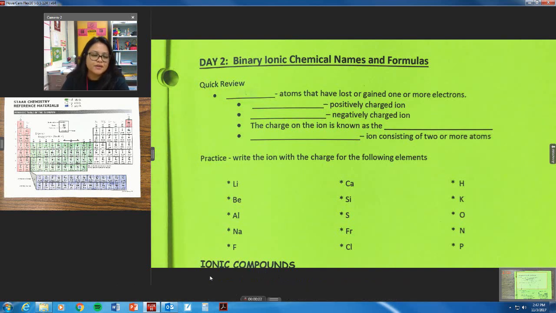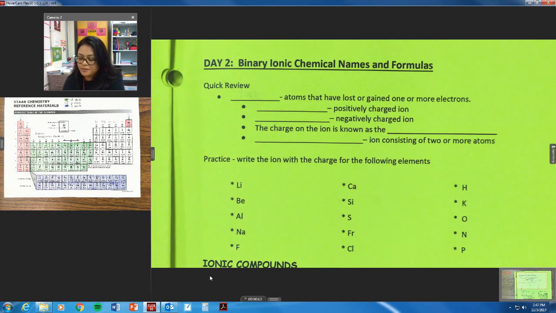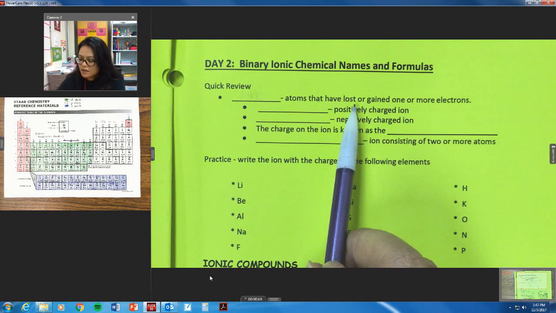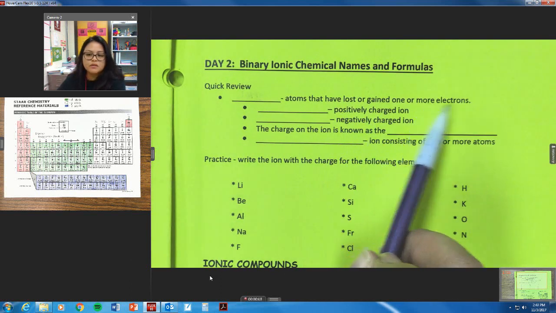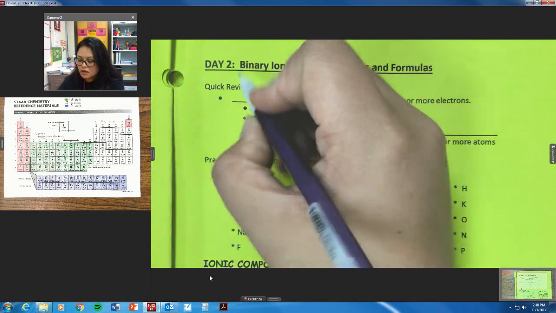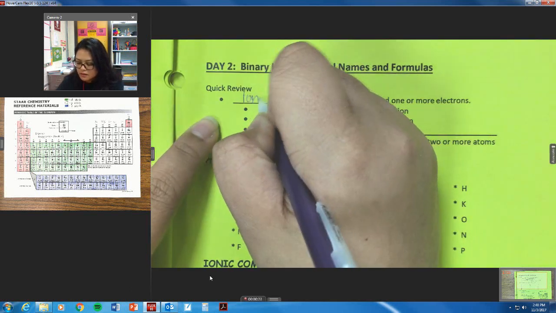Okay, hey guys, so we're going to go ahead and go over day 2 notes today, binary ionic chemical names and formulas. So really quick, we're just going to go over a few things that should be just review for us. So what are atoms that have lost or gained one or more electrons? Well, those are called ions.